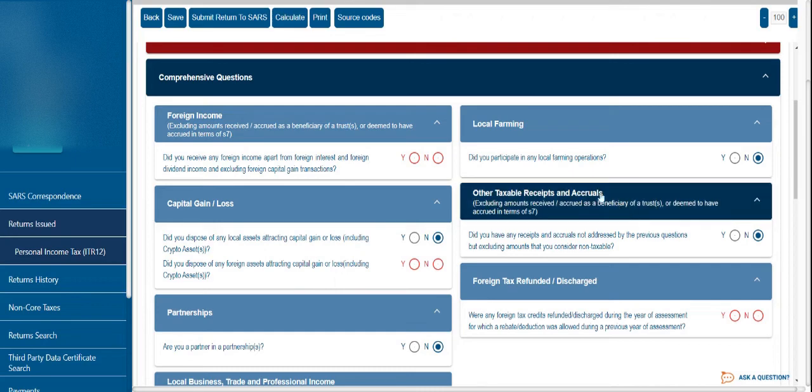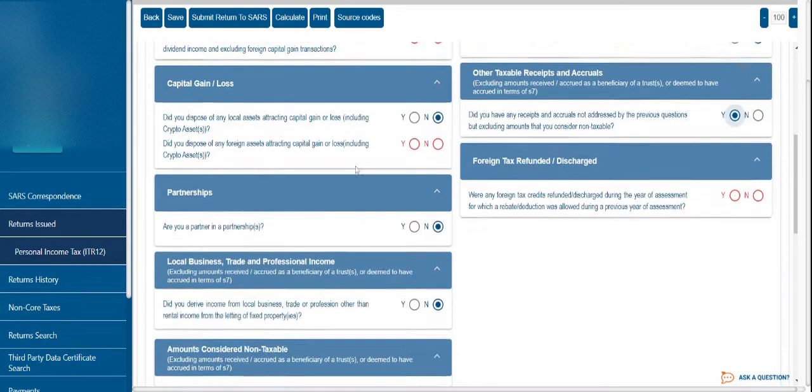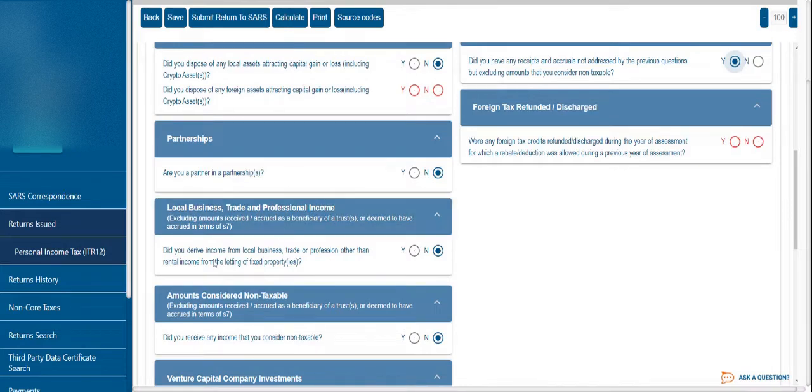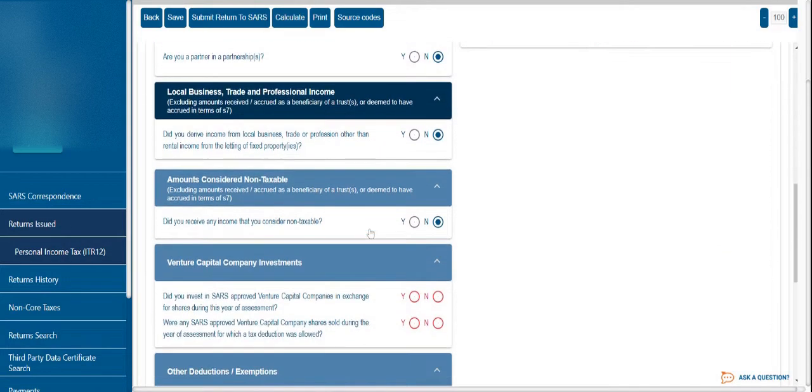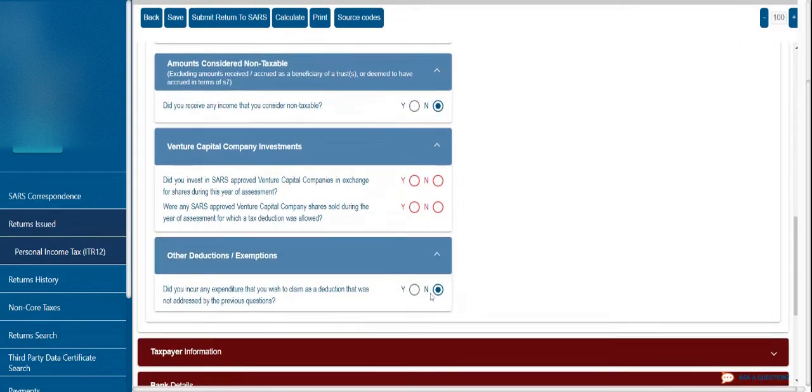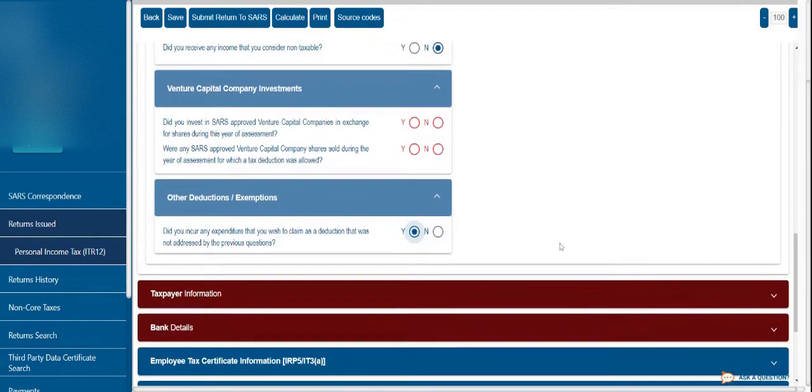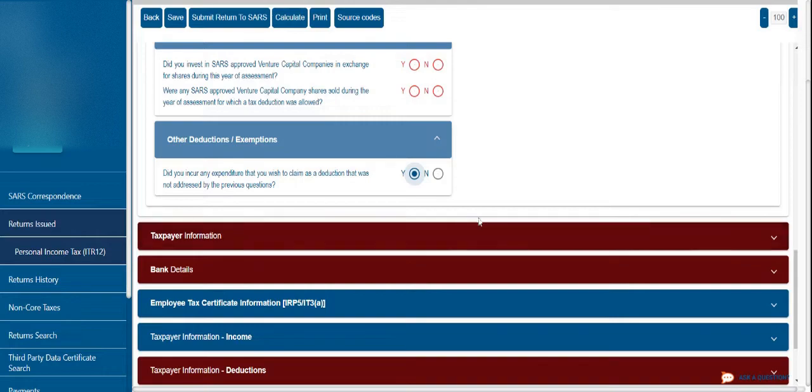This one's quite important. This is other taxable income and accruals. This will be for anything that does not fall into these specific requirements. Here we go, local business, trade, and professional income. This would be any income other than rental. There is a line item for rental at the top above. And then this other deductions also this will actually open up for like your home office expenses section. Then the taxpayer information and bank details I'm not going to go through.